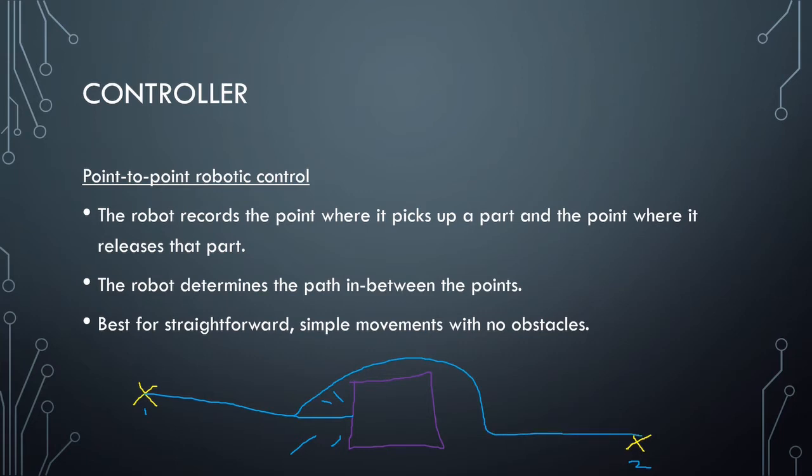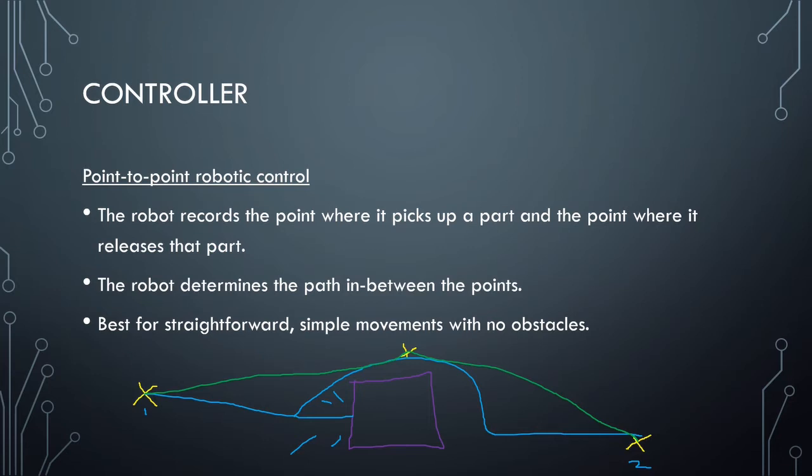Now, you can potentially add a third point for the robot to go around the box. So it could navigate to this point first and then to the second point. That's an option. It gives a little bit more flexibility, but you can see this is still a very simple path. If a robot has to squeeze through a tight space or navigate around a lot of obstacles, it's going to be really hard to use point-to-point control. But if you do just have simple movements like this, it can be really quick and really easy to program that robotic movement using point-to-point control.